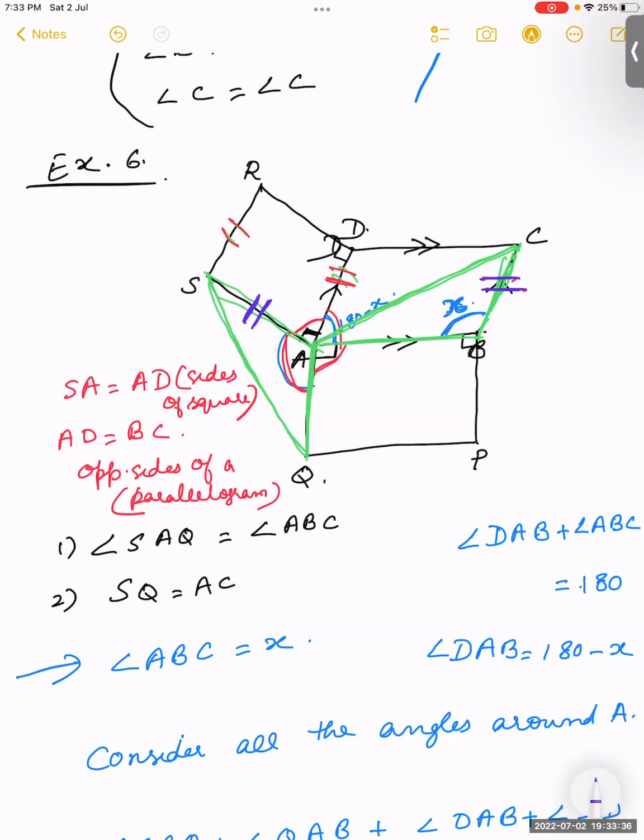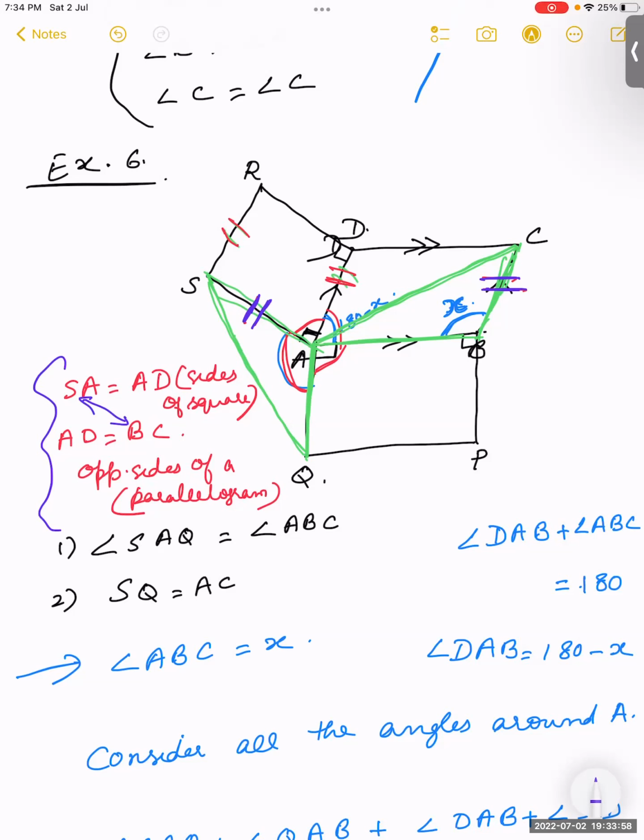Shreya, you understood this? Vidhat, you're also getting it, right? Yes, ma'am. So SA, when I combine these two ideas, I understand that these two guys are equal. That's it. SA is equal to BC.